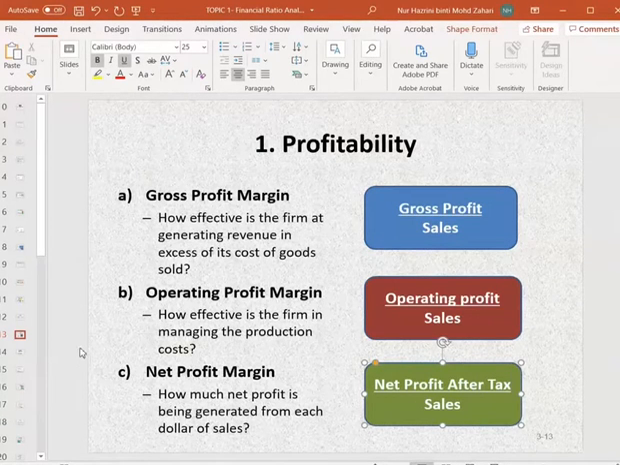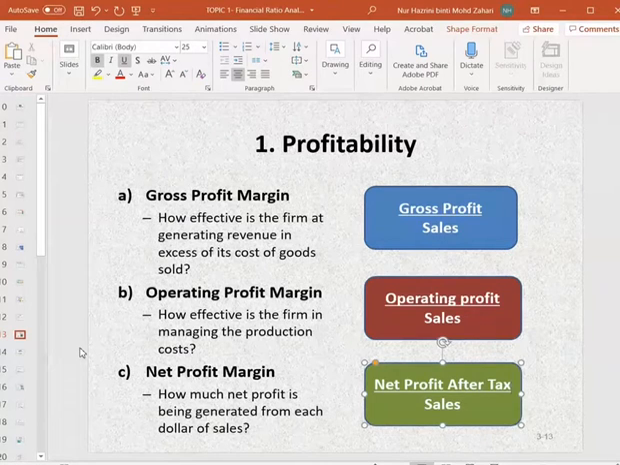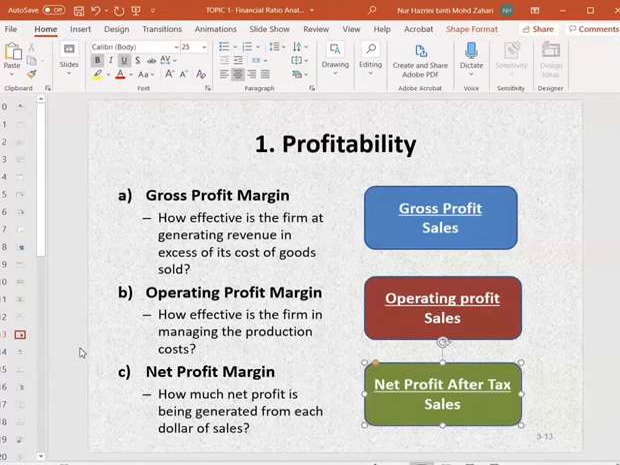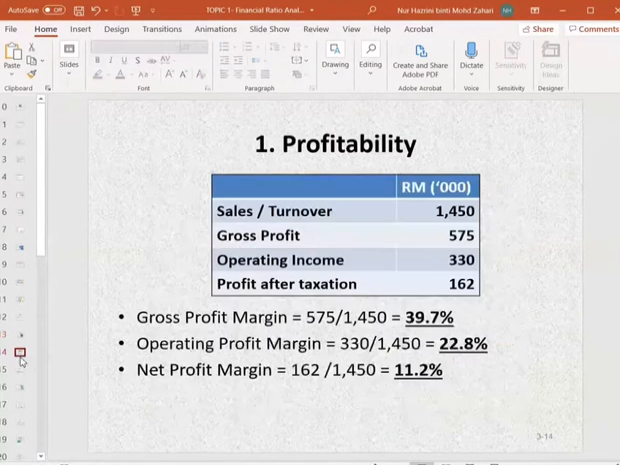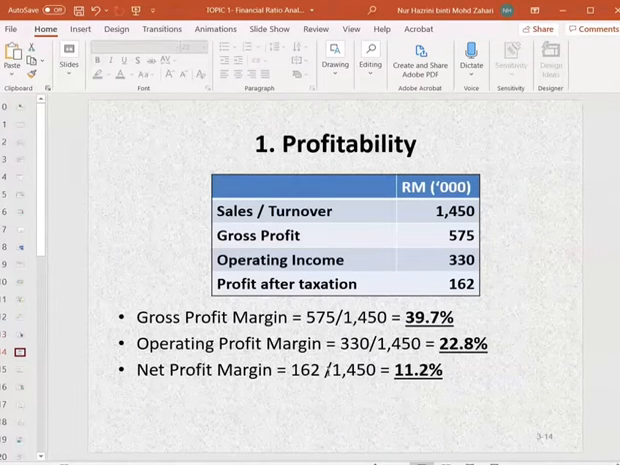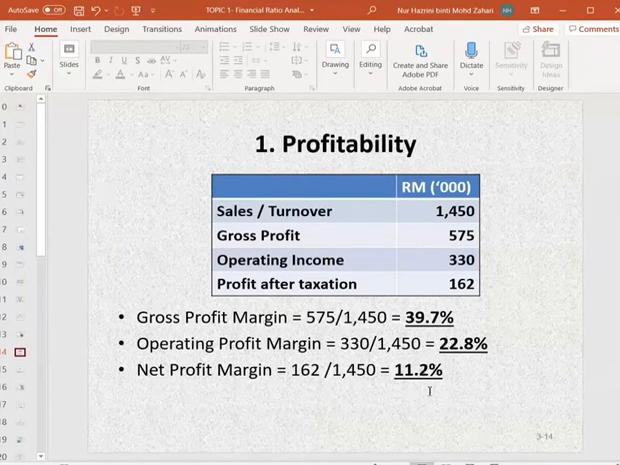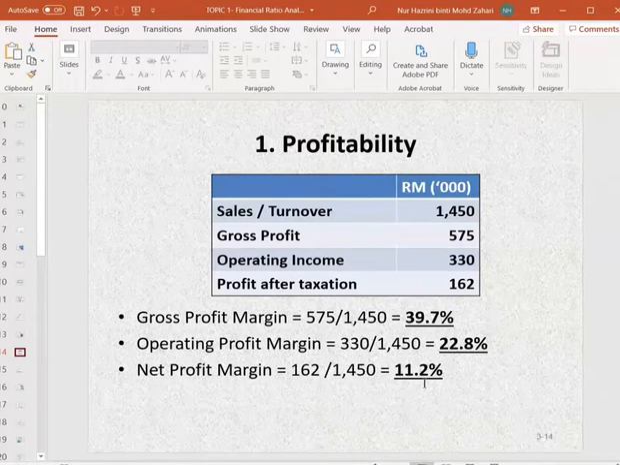Later when you find the financial statement of the company, the company will have to pay tax, right? So tax will appear in their income statement. So you will have net profit before and after tax. Please take the net profit after tax, divided by sales. So you get 11.2.